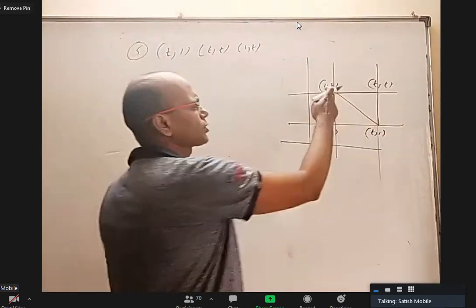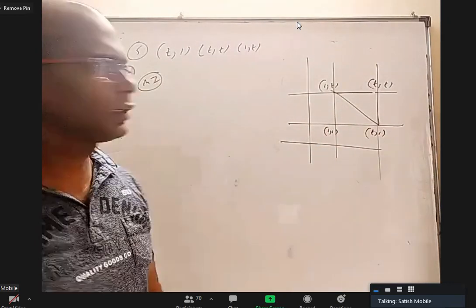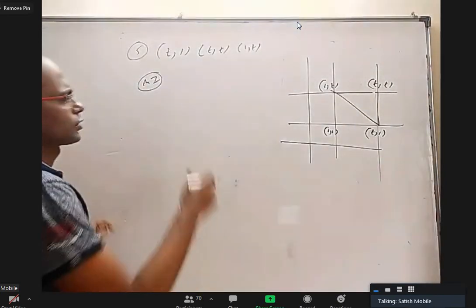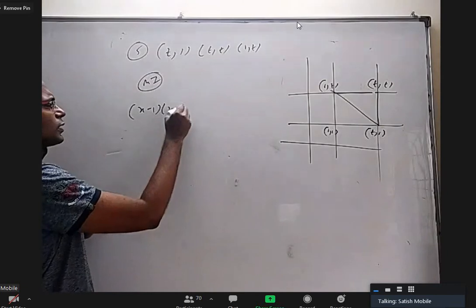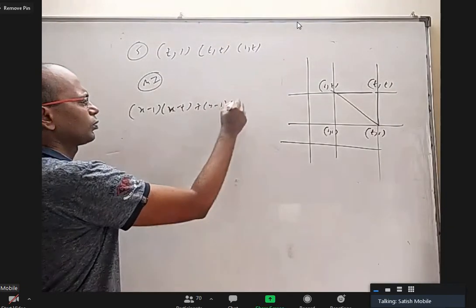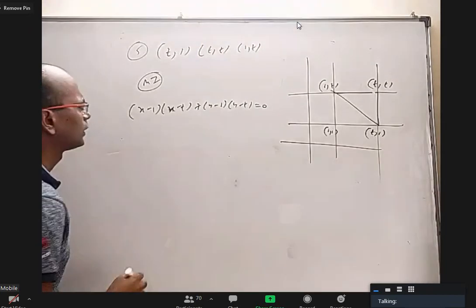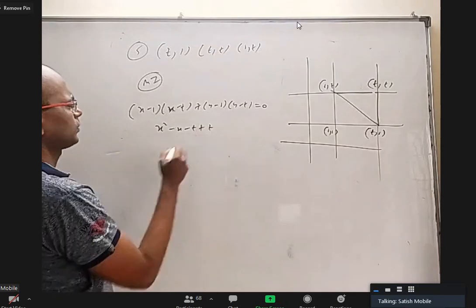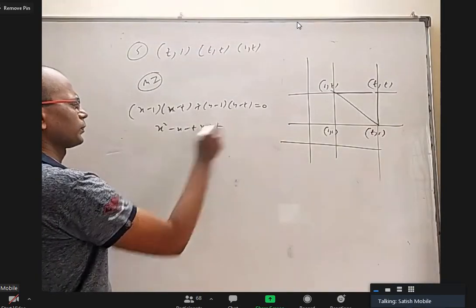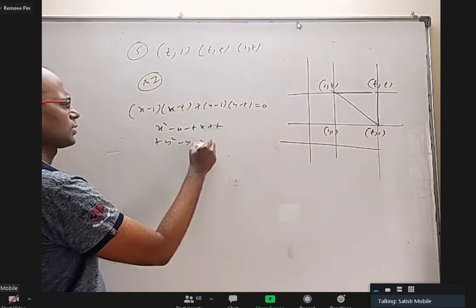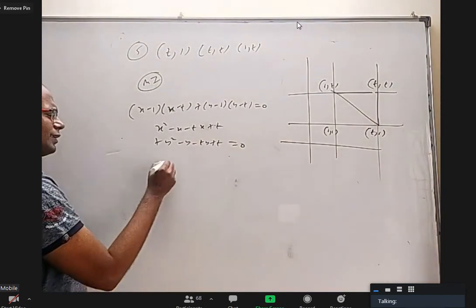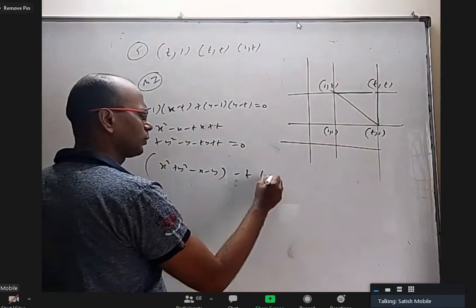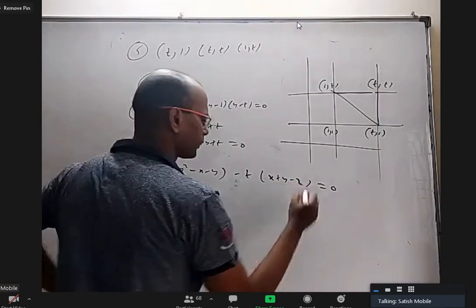So if you want a circle passing through three points which form a right angle triangle, simply take the ends of the hypotenuse as the ends of a diameter. You get the circle equation, which is (x minus 1)(x minus t) plus (y minus 1)(y minus t) equals 0. That is x square plus y square minus (1 plus t)x minus (1 plus t)y plus 2t. Taking (1 plus t) common, it is x square plus y square minus 2 plus (1 plus t) into (x plus y) equals 0.